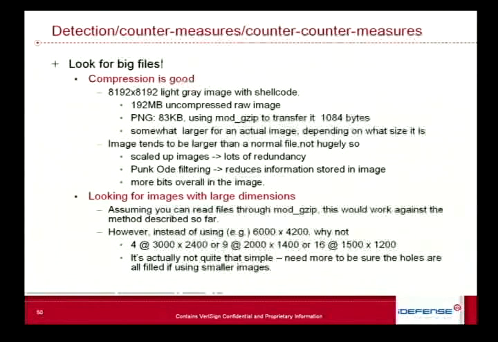You could look for images with large dimensions. But assuming you can read through the mod-gzip, then yeah, that would work against the method we've described. But if you make the image half the size in each dimension, you can just use 4 images. Or if you make it a third, you use 9. Well, it's not quite that simple. There are some other tricks you need to use, like using quite a few more images, just because of the way memory allocation works.